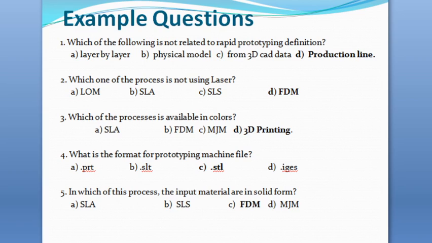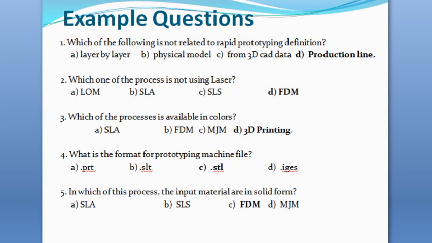Finally, we get the physical model. Therefore, the three terms are used: layer by layer, physical model, from 3D CAD data. Production line is not used in the definition. The second question: which one of the processes is not using laser? LOM, SLA, SLS, FDM. FDM is not using the laser.